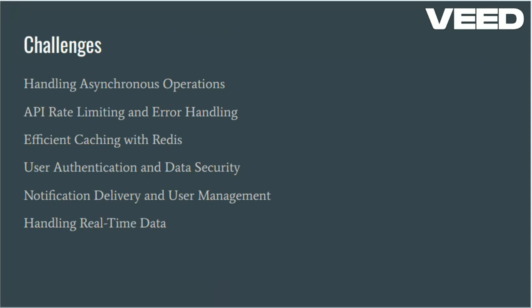We're going to implement efficient caching using Redis and implementing the LRU algorithm, user authentication and data security. In case the user signs up for the notification feature, we want to secure his data, and we want to authenticate each and every user to make sure that everything is working smoothly. The notification delivery again and user management. This is also something we have to worry about and make sure that the right users are getting the right notifications based on their preferences.